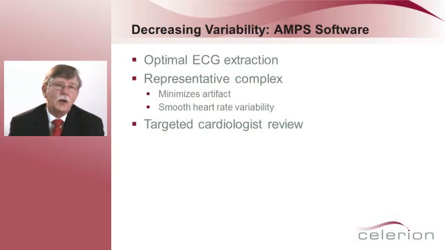Now let's look at how we do this. There are 3 components that we've used from the AMP software to do this. The first is optimal ECG extraction. The second is the use of a representative complex that not only minimizes artifact, but also smooths heart rate beat-to-beat variability. And finally, targeted cardiologist review.